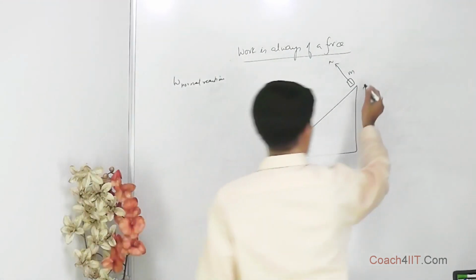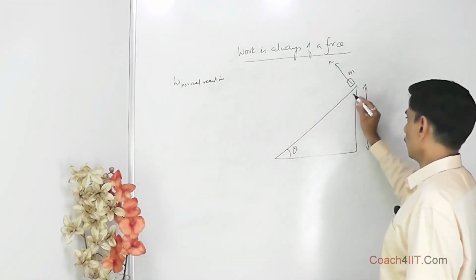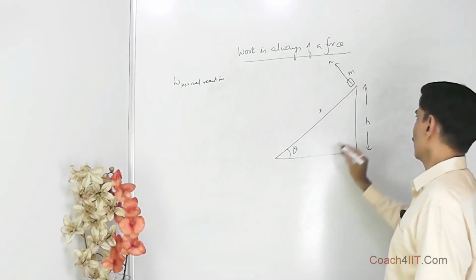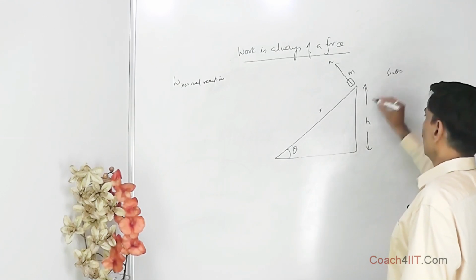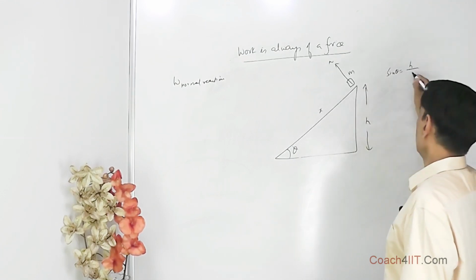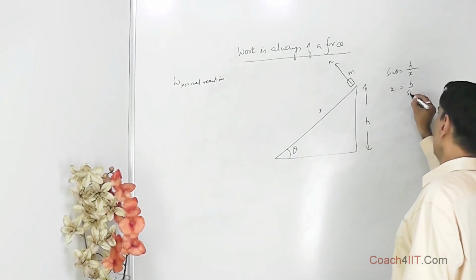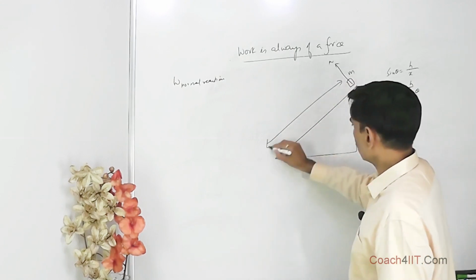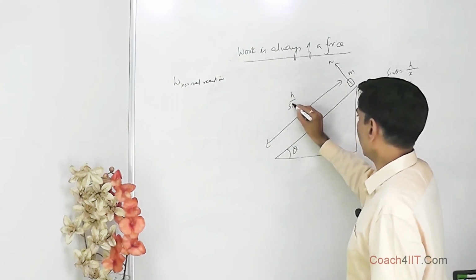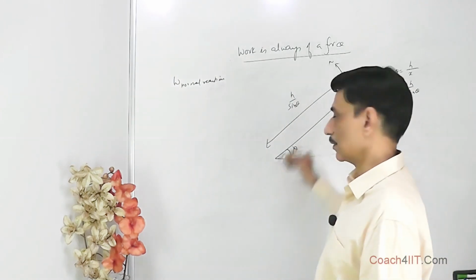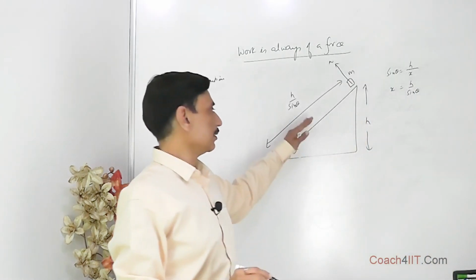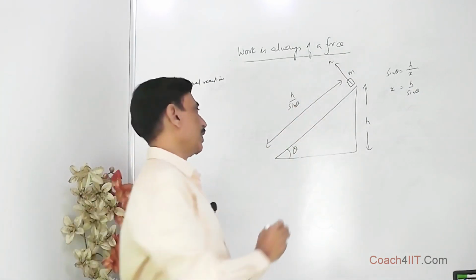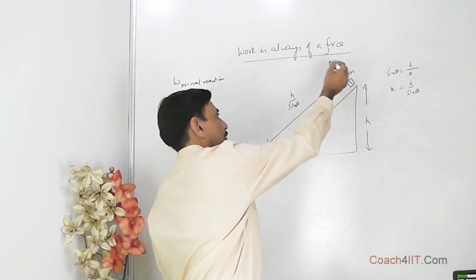If we see, this is h, this is theta, so the hypotenuse, if we take it as x, we don't know its value. We know sine theta is perpendicular by hypotenuse, so the hypotenuse comes out to be h by sine theta. This is the length of this inclined plane. It is inclined at angle theta, and from here the body is released with initial velocity 0. We are interested in finding the work done by normal reaction.